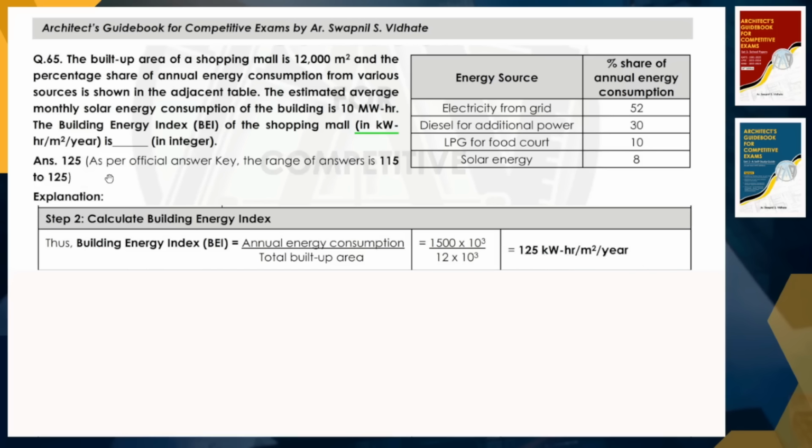As per the official answer key, the range of answer is 115 to 125. Our answer is in between the range. The answer is correct, we'll get full marks.